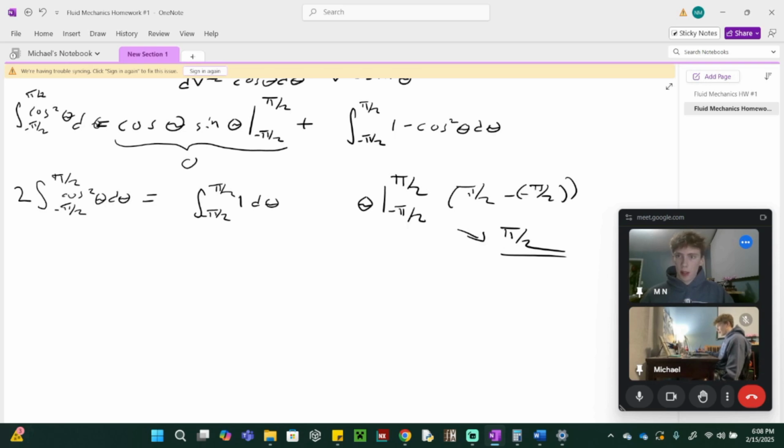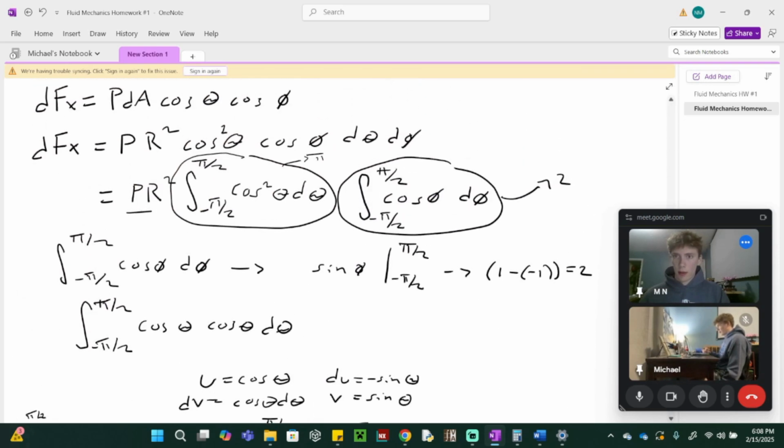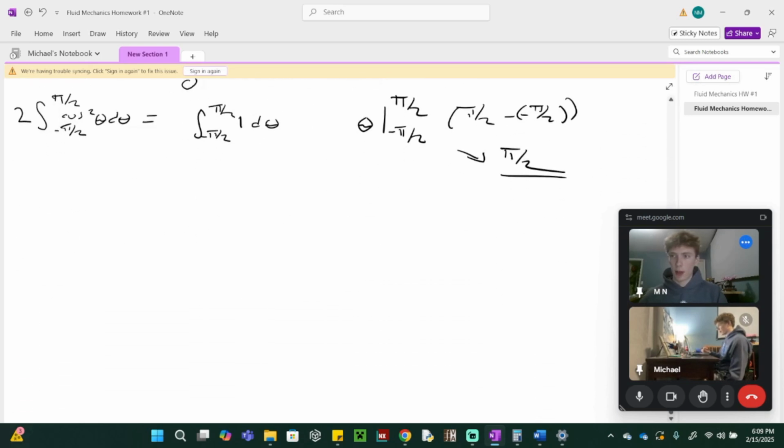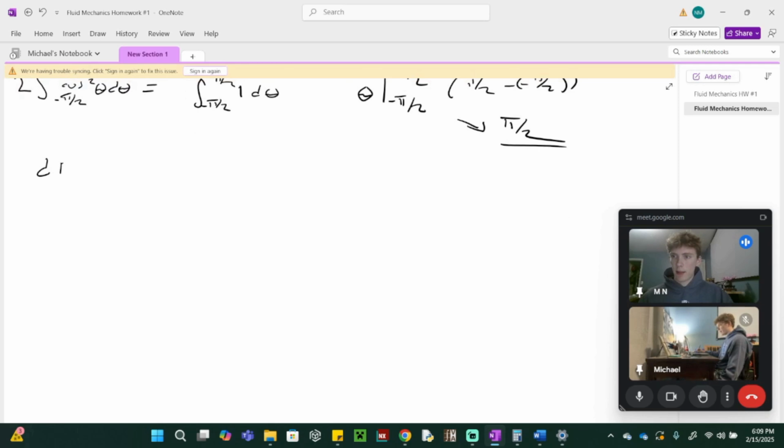So this integral gave us pi, and then we have p r squared. So we have the force dFx equal to 2 p r squared times the integral, which gave us pi over 2, and these 2's end up canceling out. So we have p r squared times pi.